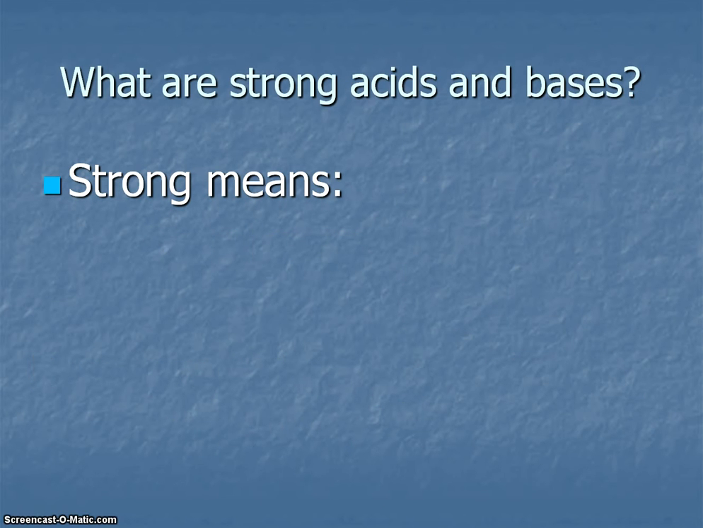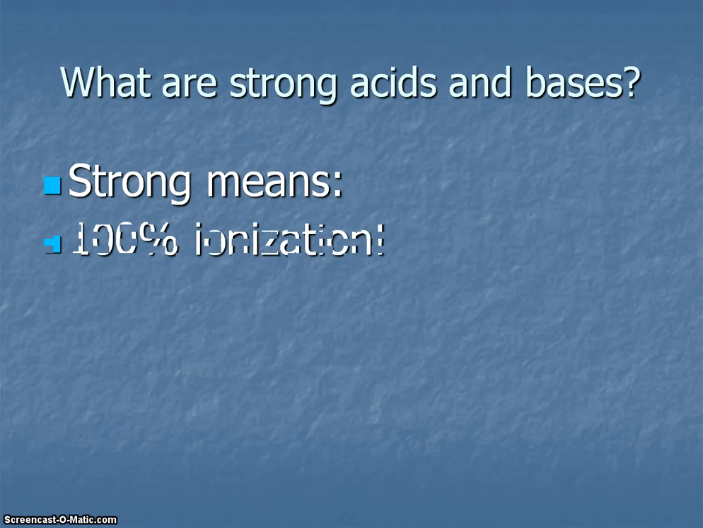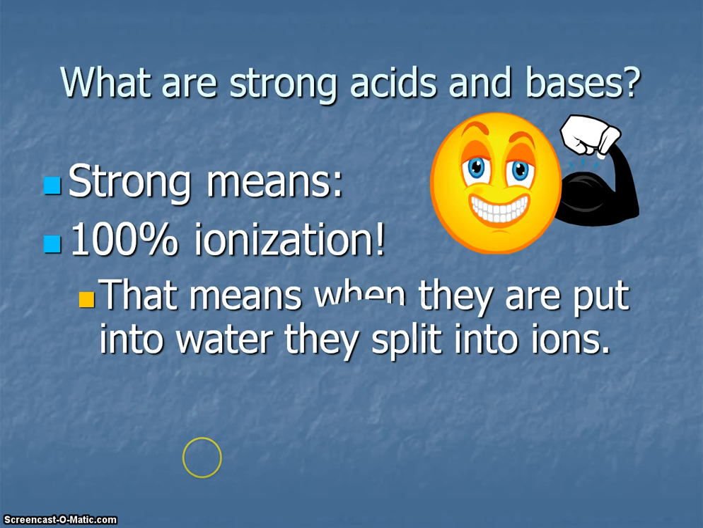What does strong mean? Well, strong means 100% ionization. In other words, it 100% goes to its ions. Sort of like that dissolution lab we did with sodium chloride where it went to Na+ and Cl-. It means 100% goes to its ions. So that's what strong means.